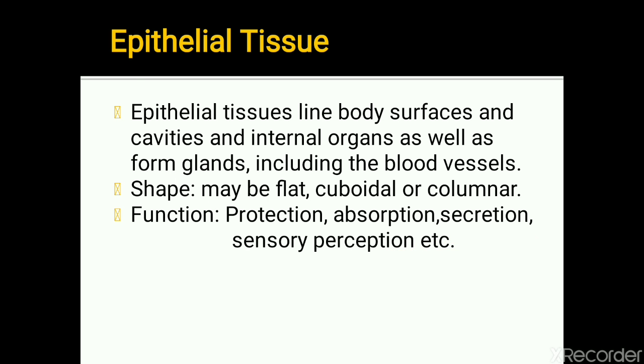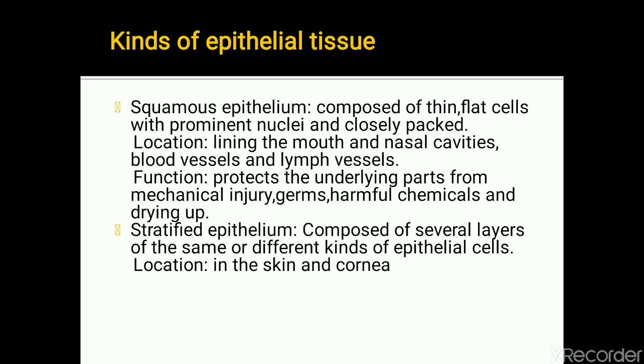Epithelial tissue. Epithelial tissue lines the body surface, cavities, internal organs, and the blood vessels. It consists of cells which are flat, cuboidal, or columnar in shape, and their major function is protection, absorption, secretion, and sensory perception. There are different kinds of epithelial tissue.